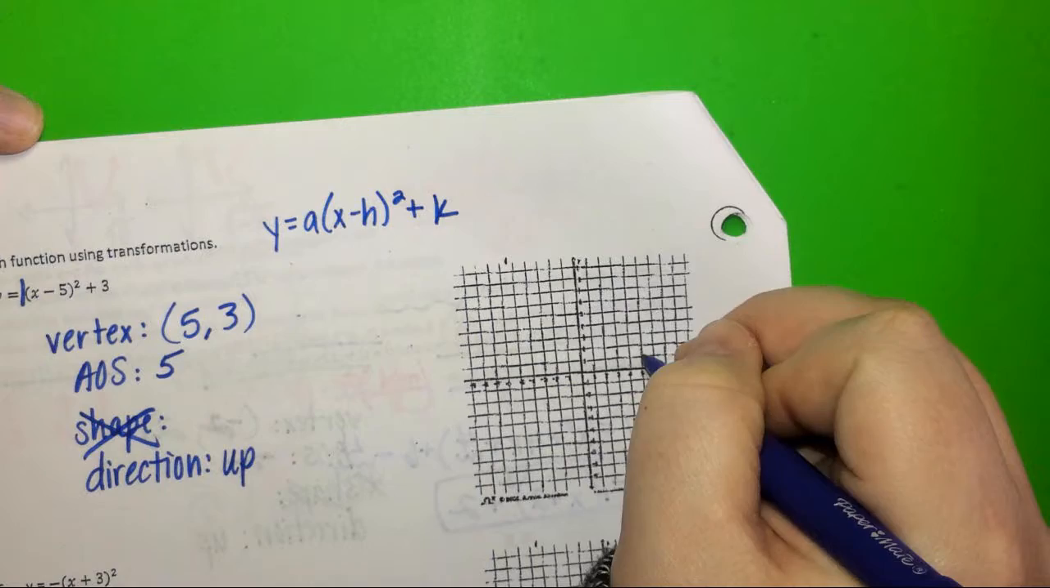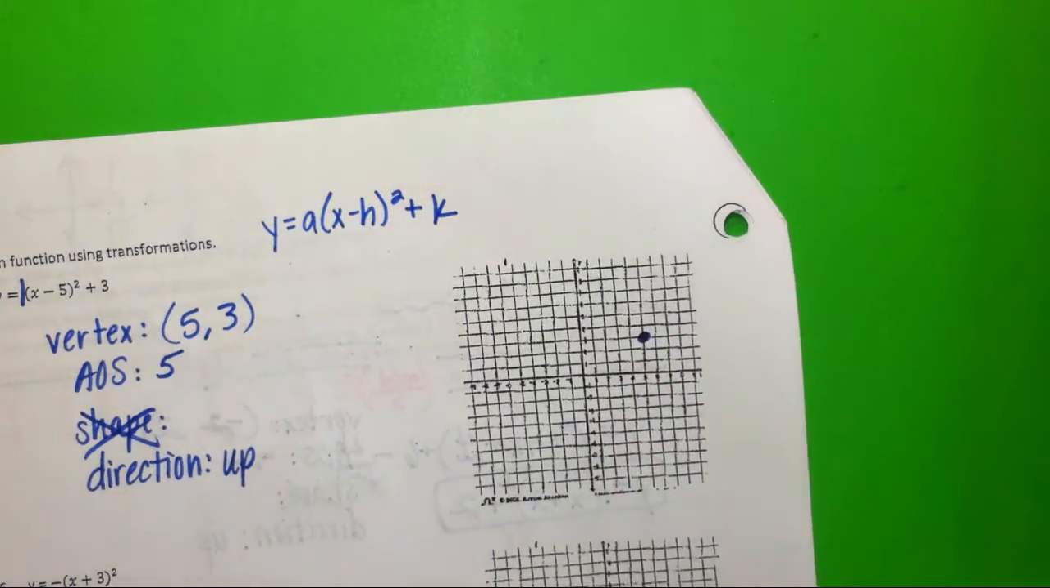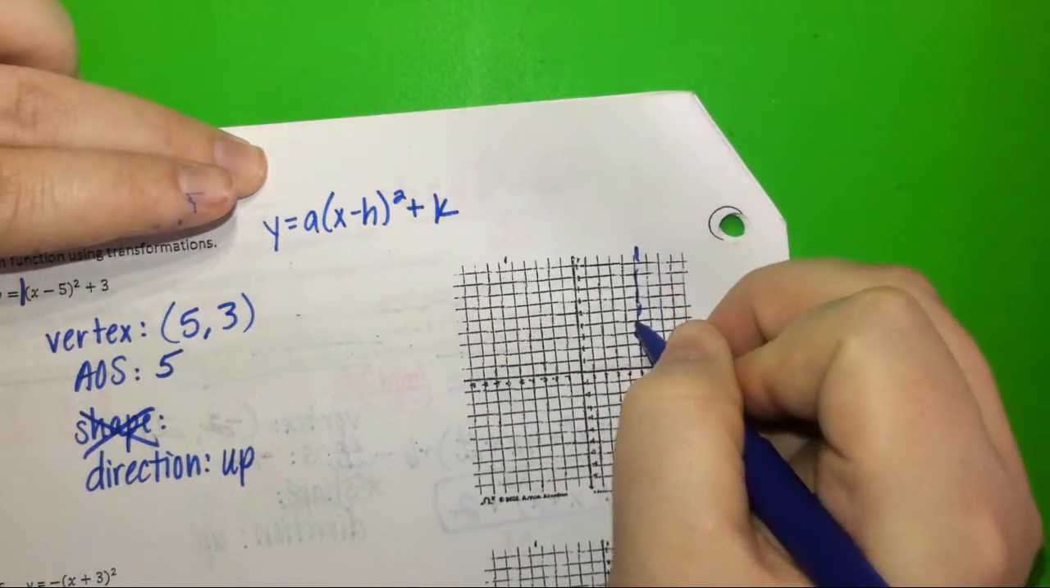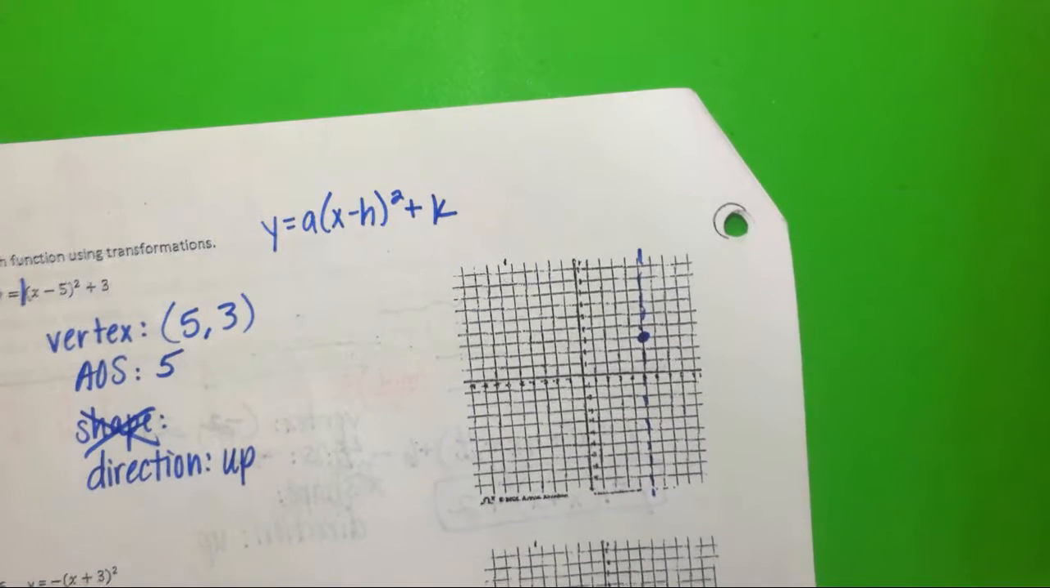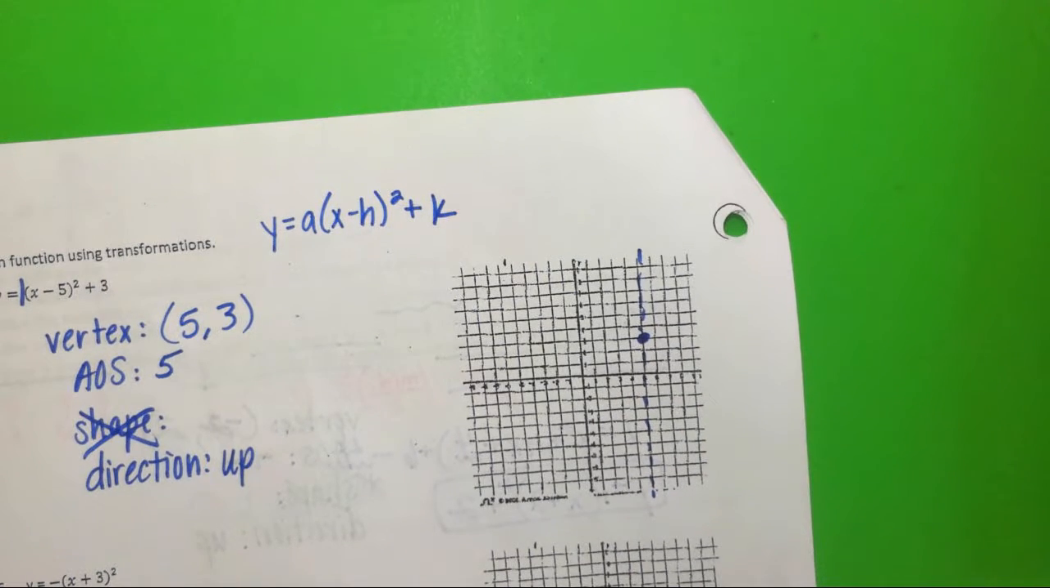Okay, so we go to 5, 3. 1, 2, 3. I put my point. There's my vertex. I can draw my line for my axis of symmetry if I want to. I know it's opening up.